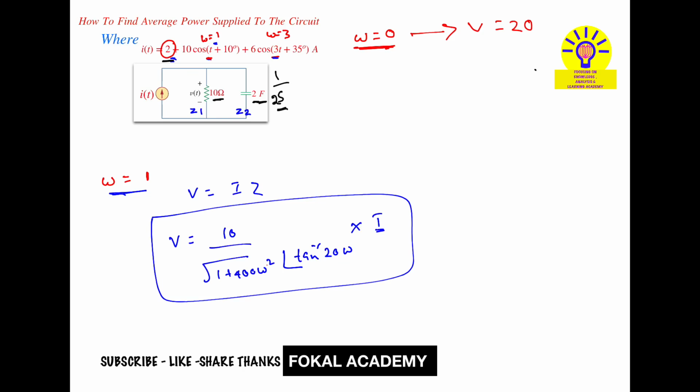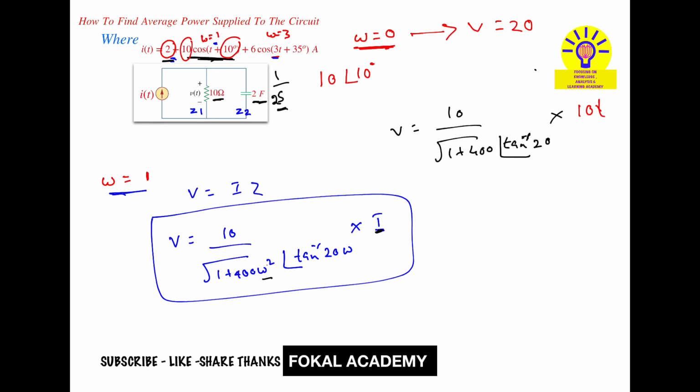So V equal to 10 by root of 1 plus 400, since 1 square is 1 only. The phase angle is tan inverse of 20 into 1, that is 20 only, into current I. Now current I, how can I write it? Convert this into phasor form, having amplitude 10 and phase angle 10 degrees. So 10 with phase angle 10 degrees is the current at omega equal to 1.